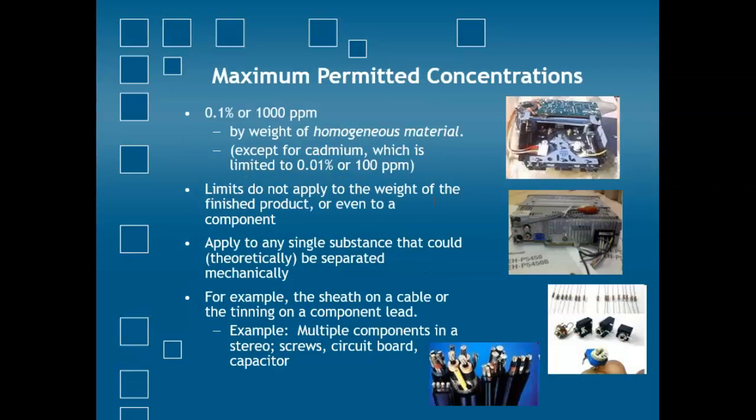And there are maximum permitted concentrations of some of these materials. These limits don't apply to the weight of a finished product or even to a component. The limits apply to any single substance within a product, for example the sheath on a cable or the tinning of a component. You probably have a cable connecting your computer, and the outside of it is a sheath with a plastic coating. They had used cadmium in there because it helped with the flexibility of the cable. This has been taken out because it's highly toxic.